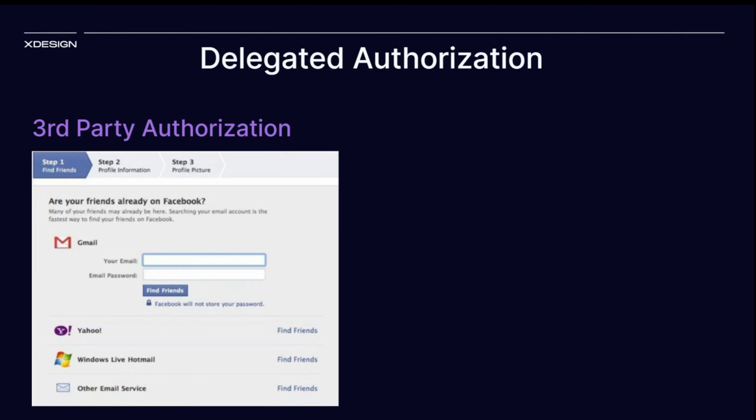Now, taking a look at authorization, as you can see in this image, this is how third-party authorization was done back in the day. Basically, Facebook wanted to tell all your friends via email to come and join Facebook. The way they did this was by asking for your email provider, your email, and your email password so that they could log into your account and email all your friends. This obviously is far from best practice, and you should never give anyone your passwords like this.